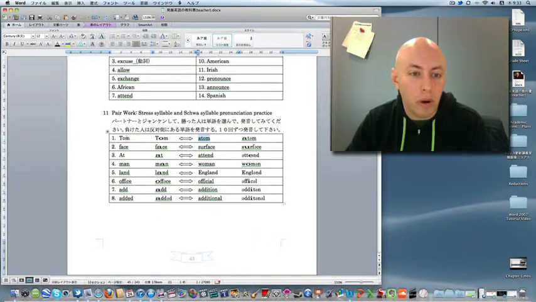So here, this word is tom. But this word is atom. So tom, tum, tom, tum, tom, atom.